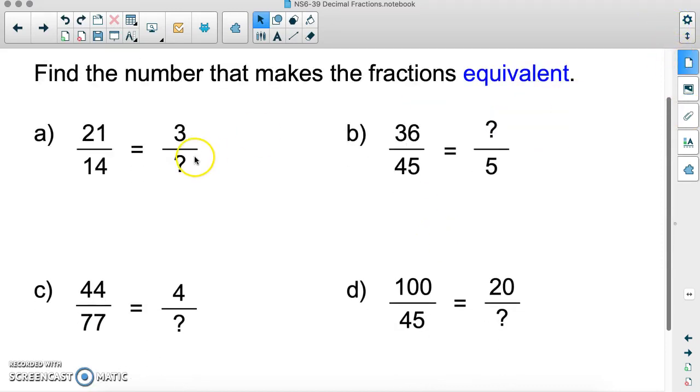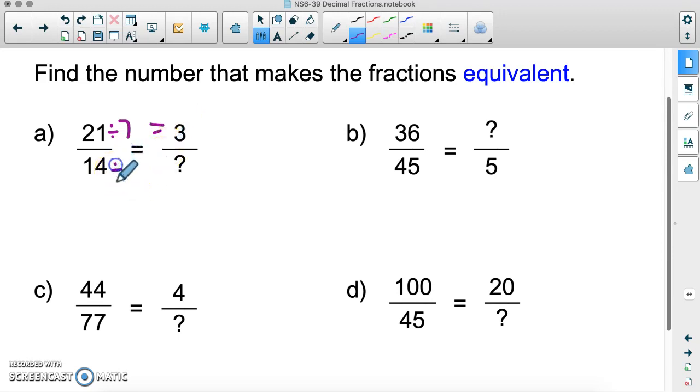So let's do A together. So we have 21 over 14. What was the equivalent fraction? So again, just like the last lesson, we need to divide. We're working backwards. So 21 divided by what is going to give us 3? We know that 21 divided by 7 is going to equal 3, so 14 divided by 7 then is going to equal 2. So we can say that 21/14 is equivalent to 3 halves.